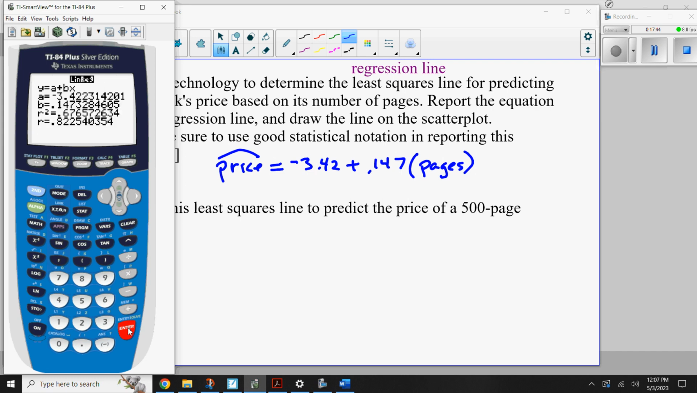I get the exact same numbers I had before, but what the calculator has done, which is really amazing, is if you go just to your Y equals, your graph, it has automatically entered the equation, even the unrounded equation, into your Y1.